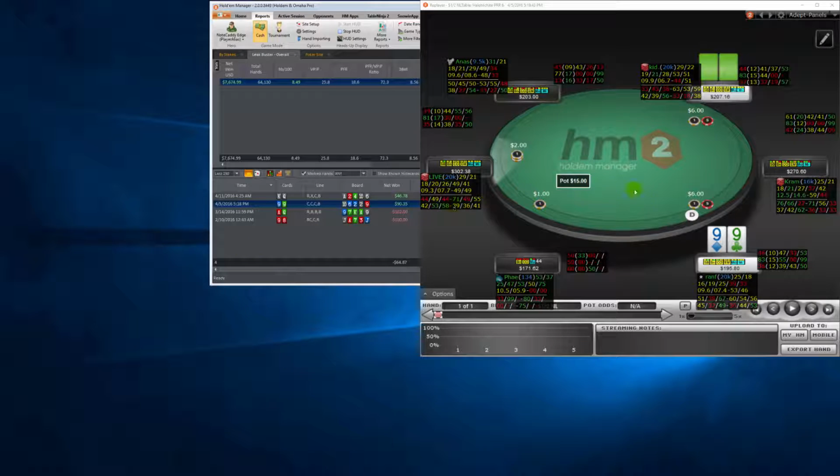Okay, so we are in the hand. We have pocket nines on the button, and we face a raise from MP. We called our hand. I don't really 3-bet pocket nines all that often, especially having a recreational player behind, so I think we're gonna always call this hand.